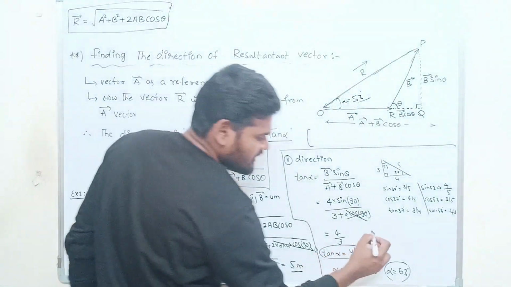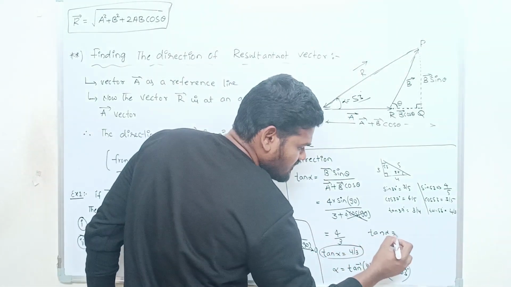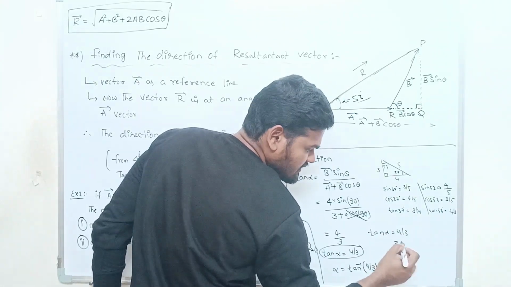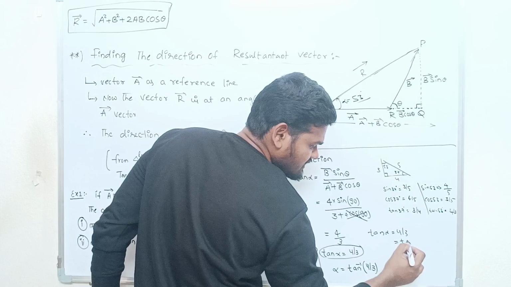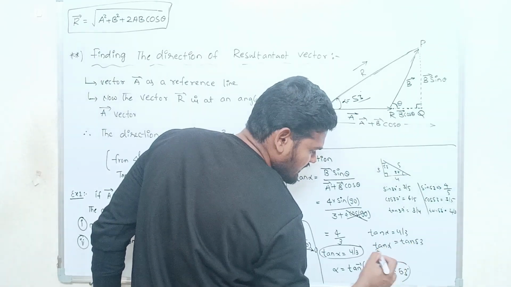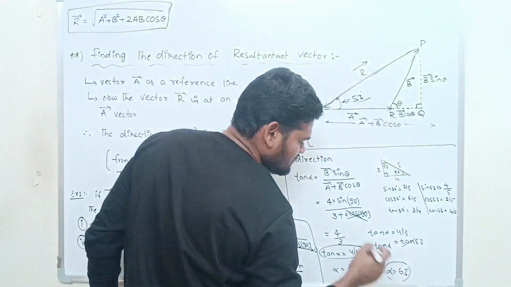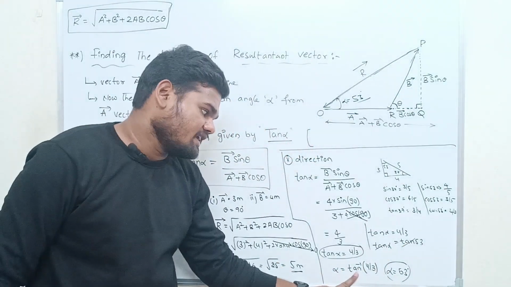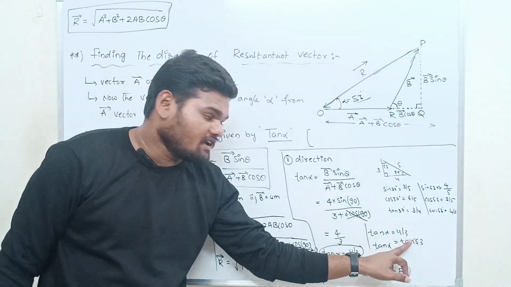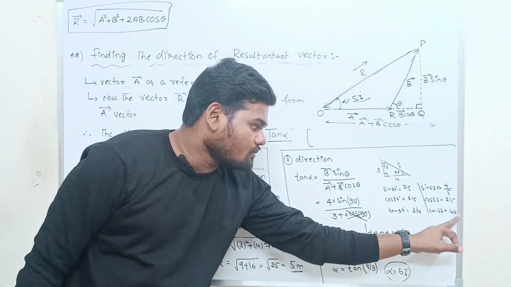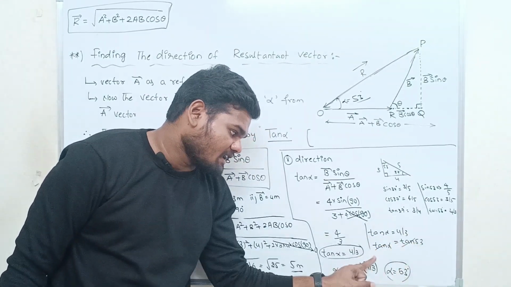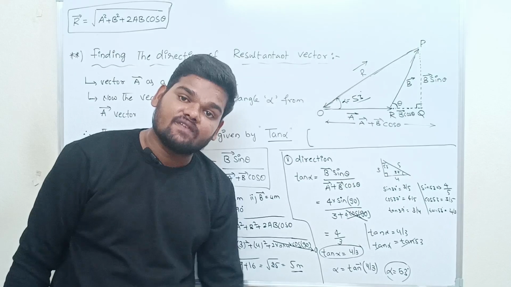Tan alpha is equal to 4 by 3. So tan alpha is equal to, we got 4 by 3. What is 4 by 3? 4 by 3 is nothing but, from the formula, we can write 4 by 3 as tan 53. We can write like this also. So this is tan alpha. So tan gets cancelled out. Alpha is equal to 53. If you have not understood this, you can do like this also. So tan alpha is equal to 4 by 3. What is the value of 4 by 3? 4 by 3 is nothing but tan 53. So tan alpha is equal to tan 53, tan gets cancelled out and alpha is equal to 53 degrees.